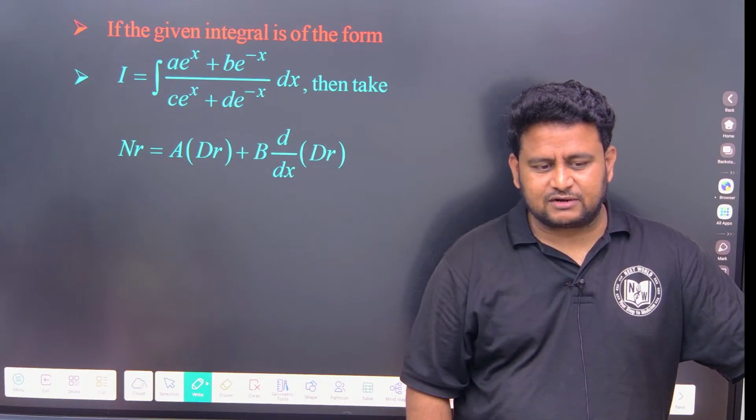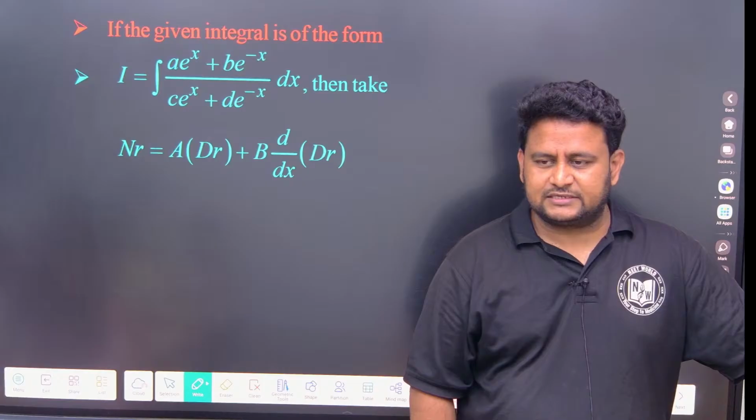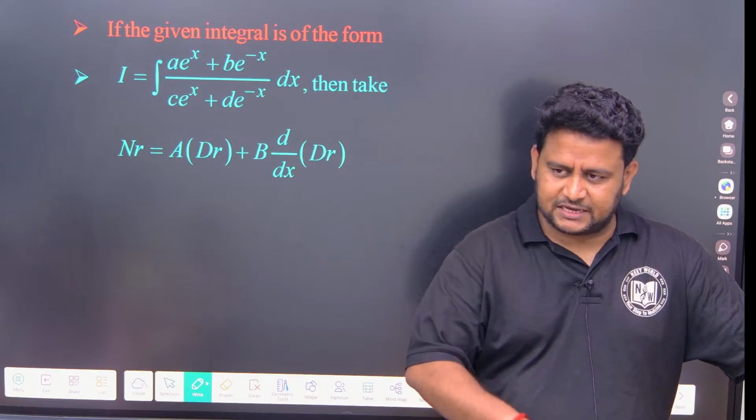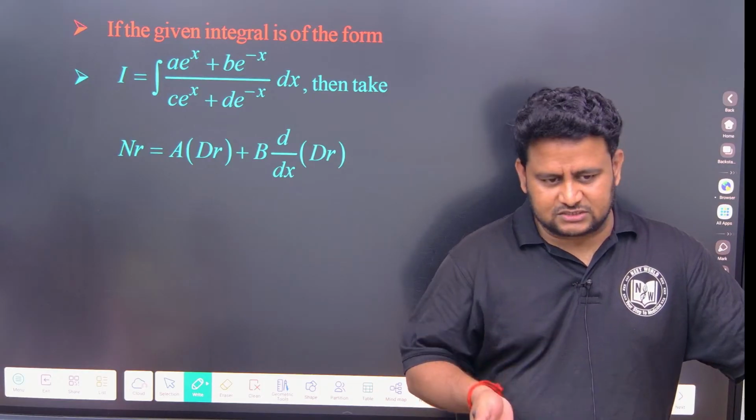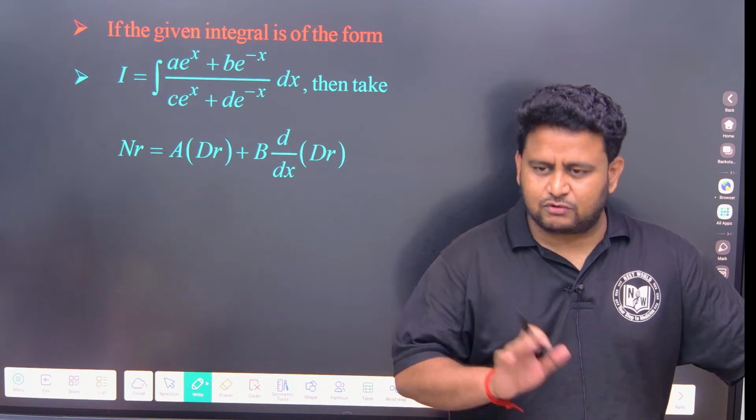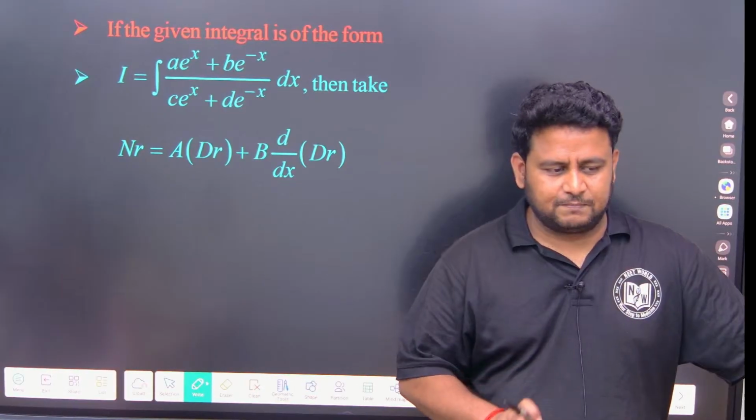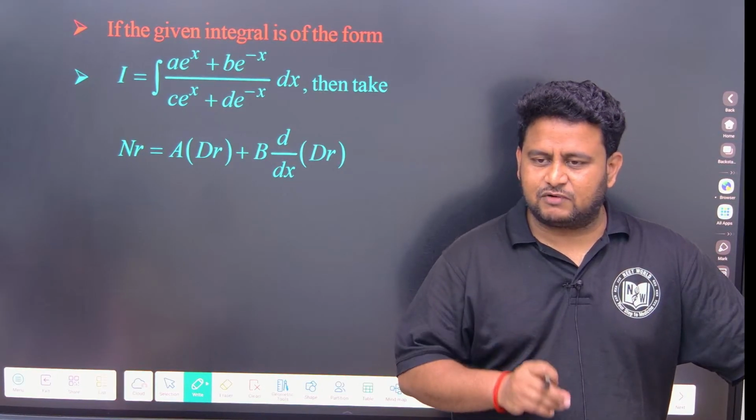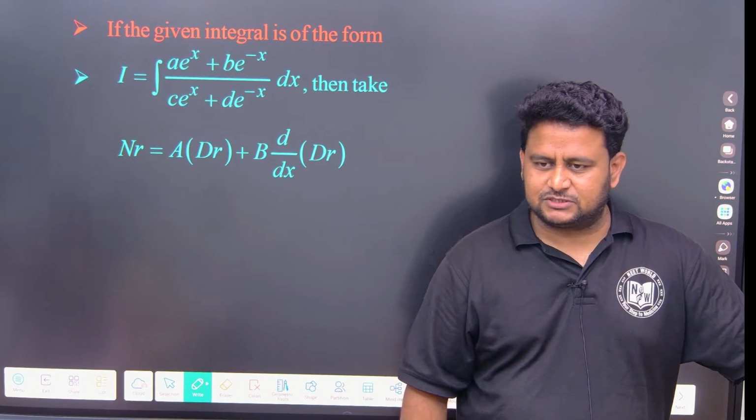If it is quadratic and quadratic, what will you do? X is equal to 1 by T. If it is linear and quadratic, you will take Px plus q is equal to 1 by T. If it is linear and linear, you will take Px plus q is equal to T square.